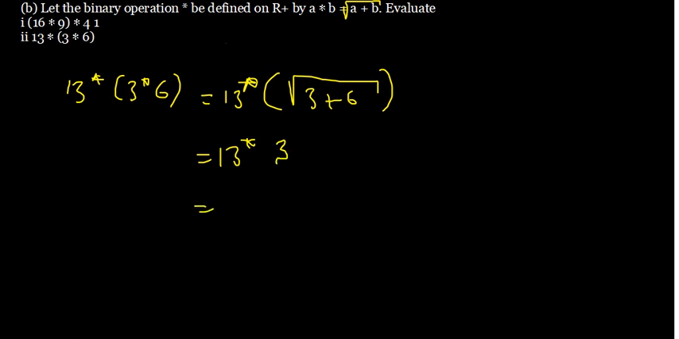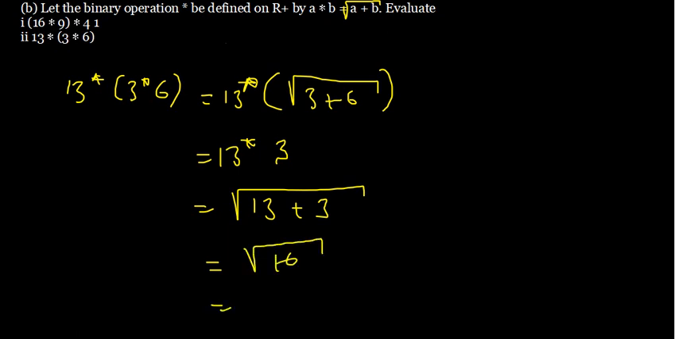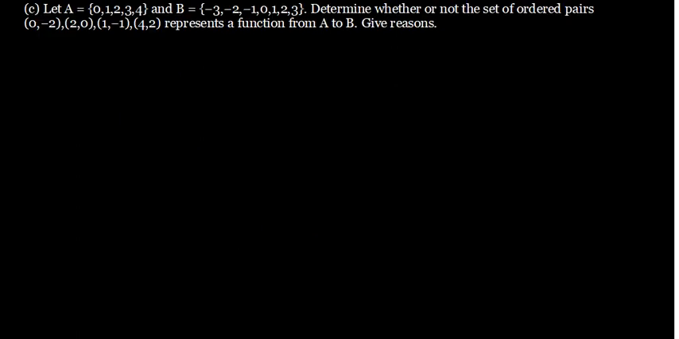And then this 13 is A. So this is going to be the square root of 13 plus 3. 13 plus 3 is 16. Square root of 16 is 4. So that is it. Alright.